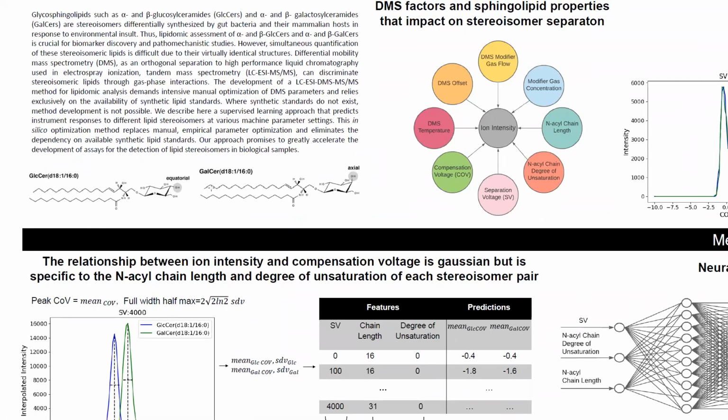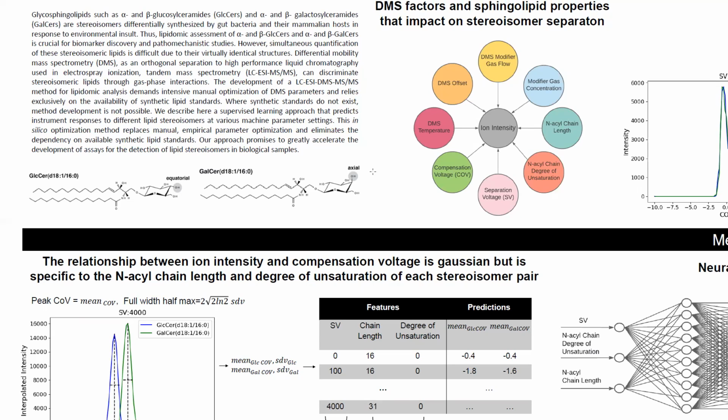Naturally occurring pairs of GlcCer and GalCer can range from different N-acyl chain lengths between 0 to 32 carbons and can also have varying degrees of unsaturation. Although the pair are nearly structurally identical, with the only difference being the 4' hydroxyl group in the equatorial versus the axial position, they have distinct biological roles. Simultaneous lipidomic assessment of the GlcCer and GalCer pair is crucial for biomarker discovery and pathomechanistic studies.